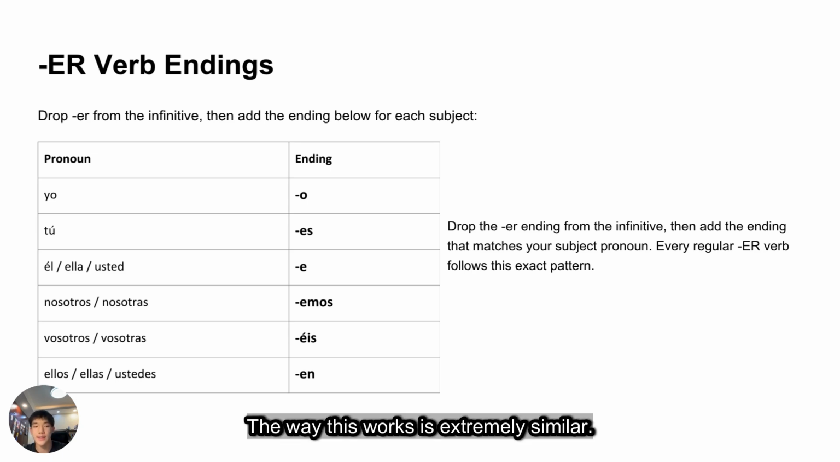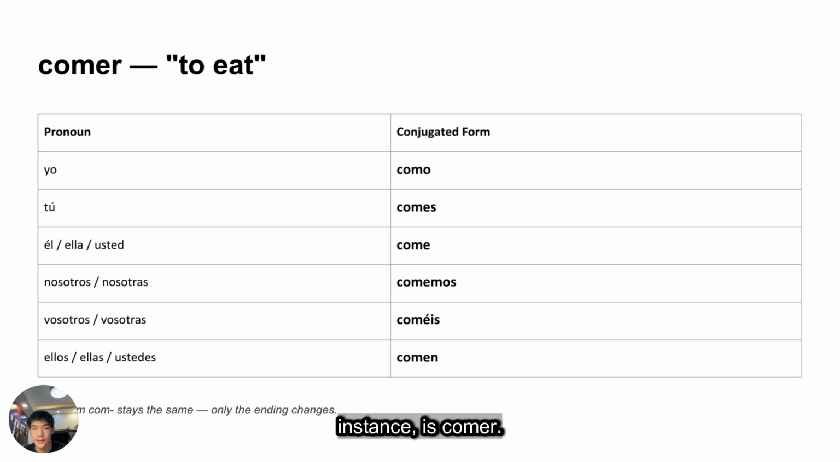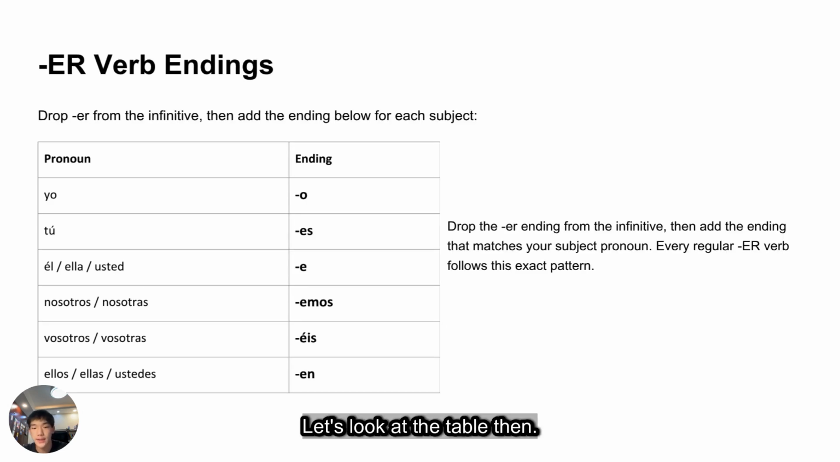Let's move on to ER verb endings then. The way this works is extremely similar. You drop the ER from the infinitive, then you add the ending below for each subject. And to clarify, the infinitive, for instance, is comer. This is the verb on its own, and you could recognize it because it either has AR, ER, or IR. Let's look at the table then.